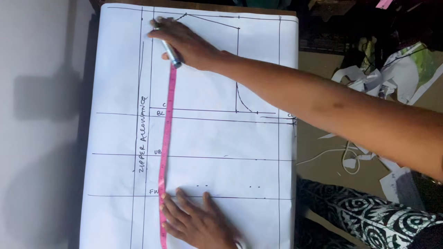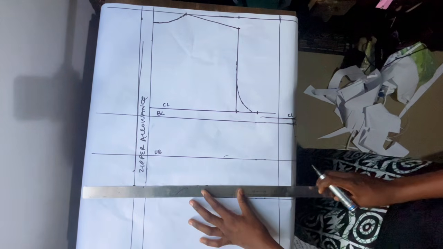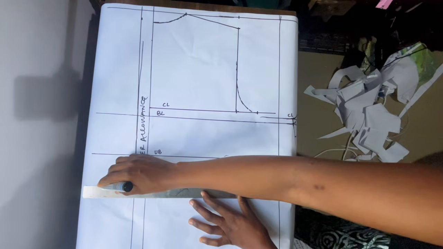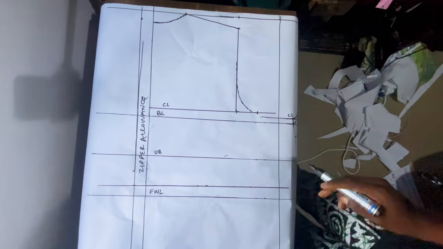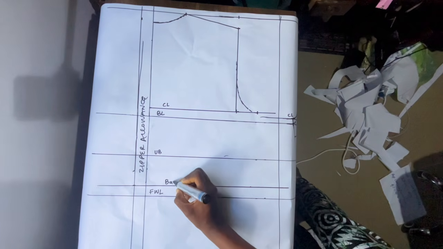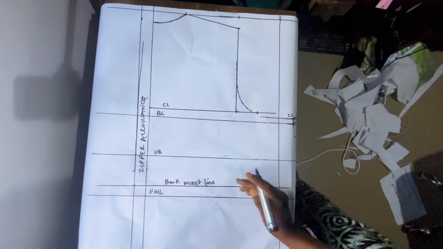So we're going to mark those points and create our new waistline. Remember that the difference between your back waistline and your front waistline does not have to be 1 inch. It can be 1.5. It can be 2 inches, depending on your body. Okay. So let me write this one in full. Back waistline. So every measurement that you're going to be taking would be on this back waistline.